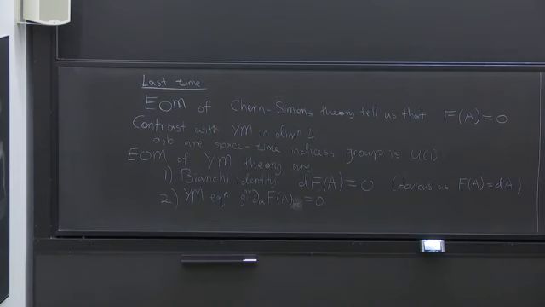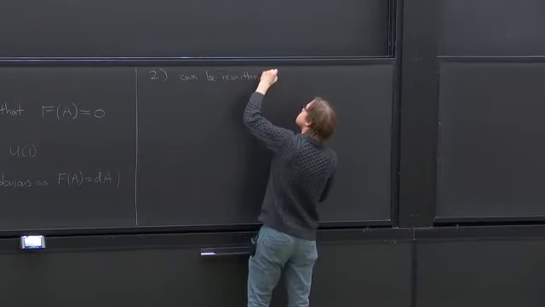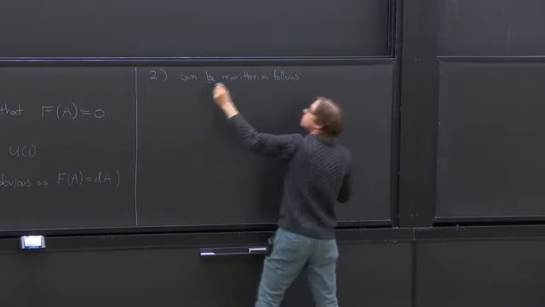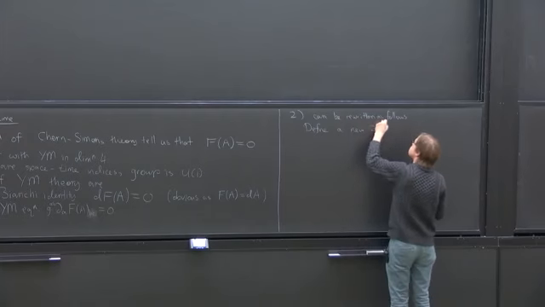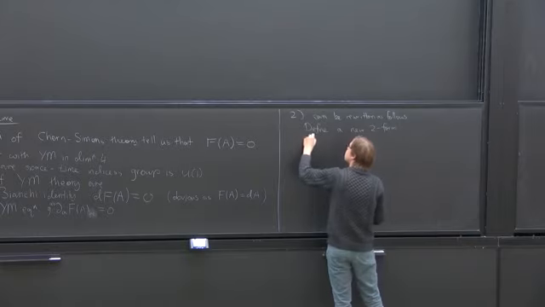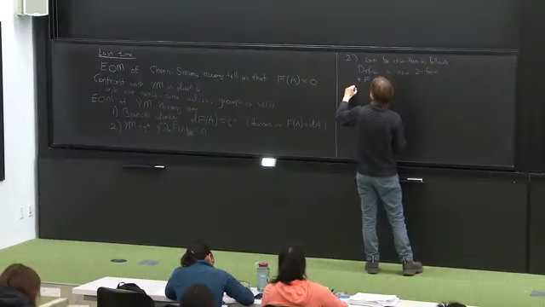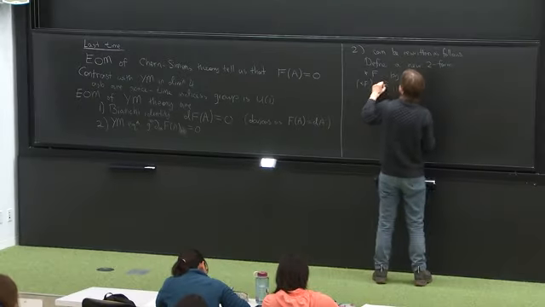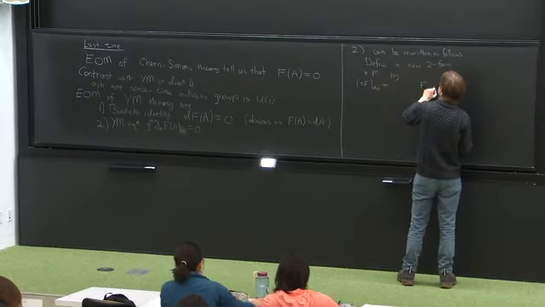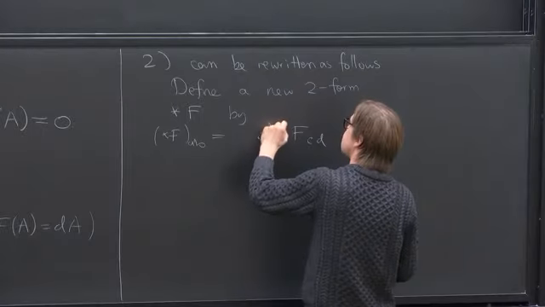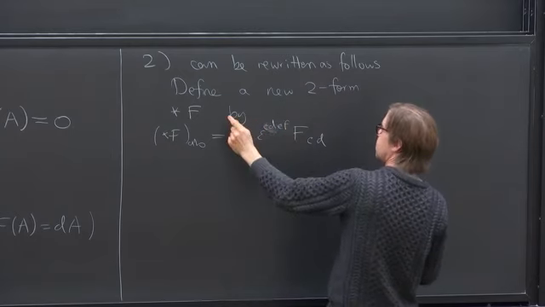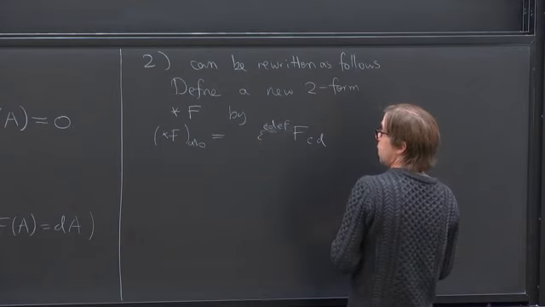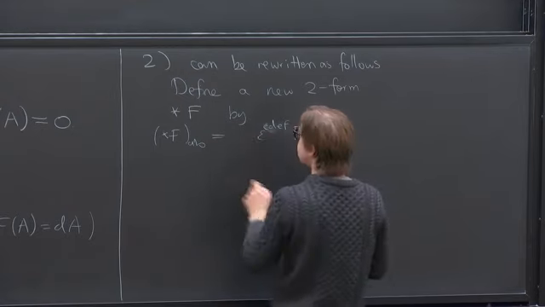So equation 2 can be rewritten as follows. So we define a new 2-form, star F, by saying that star F AB is equal to F CD epsilon ABCD, and then I'm going to lower indices here using the metric.